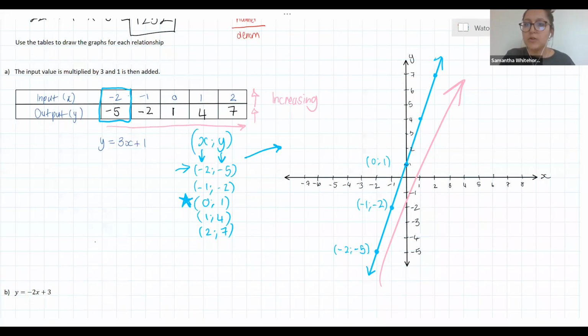Okay, Nonkululeko, do you have a question for us? Yes, ma'am. Ma'am, is this graph called a linear graph? Yes. Because mine is a straight line. Yes.